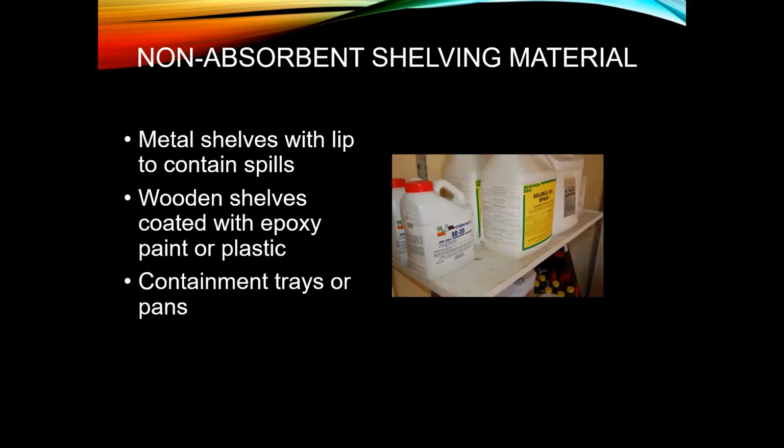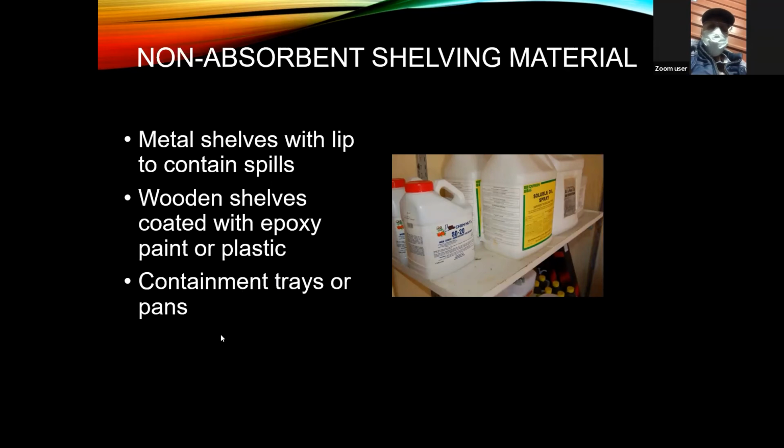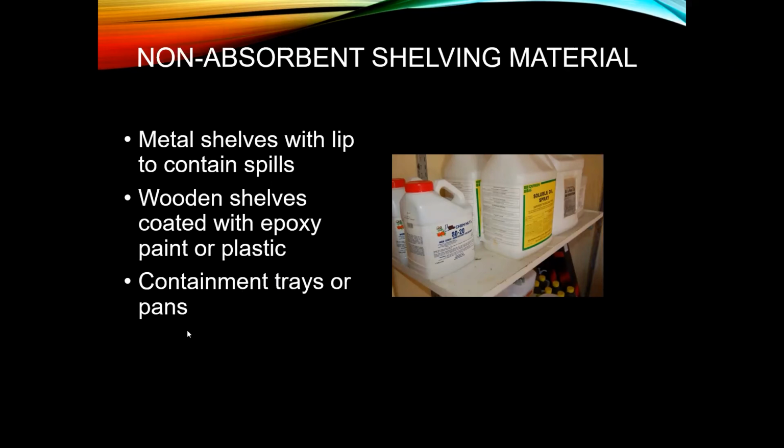Non-absorbent shelving material. A lot of people use shelf paper, things like that. You can use that to soak up any product that might potentially leak. Metal shelves can contain a lip to contain spills. Wooden shelves coated with an epoxy or paint or plastic, or containment trays and pans. You'll see those as well, made out of plastic, things of that nature.